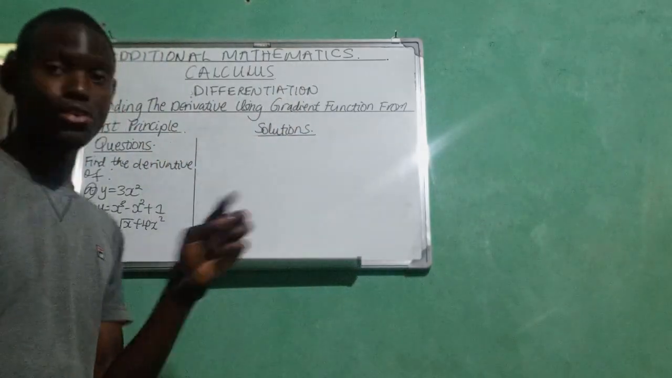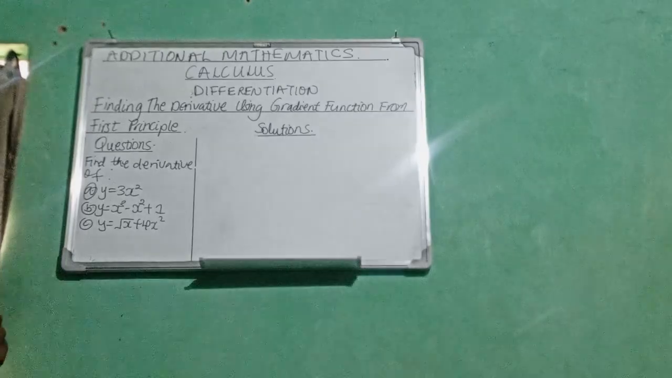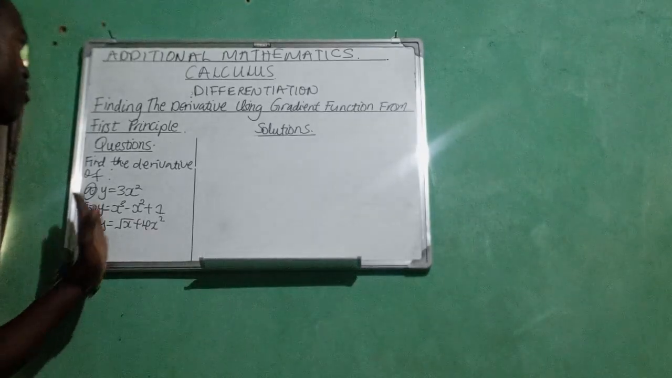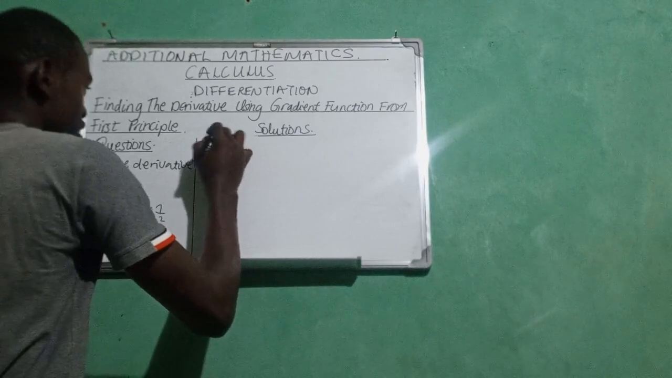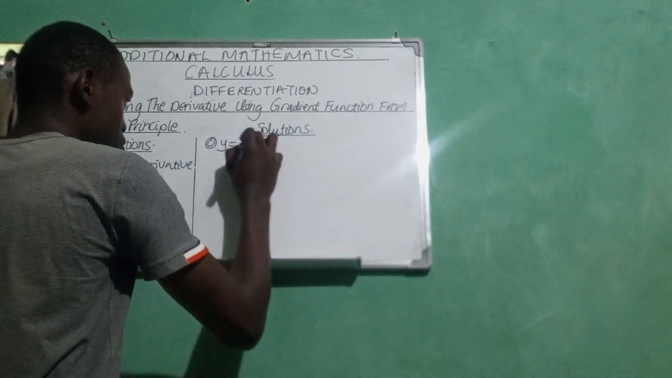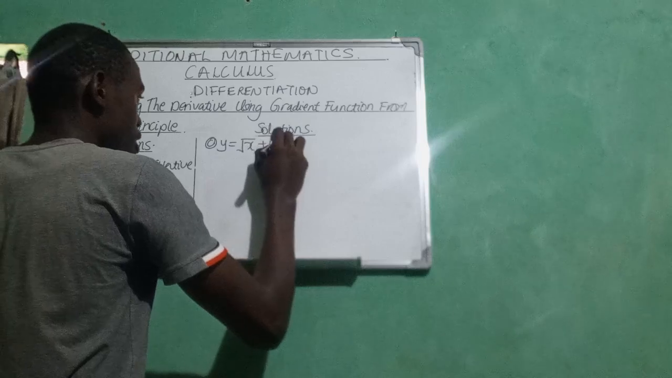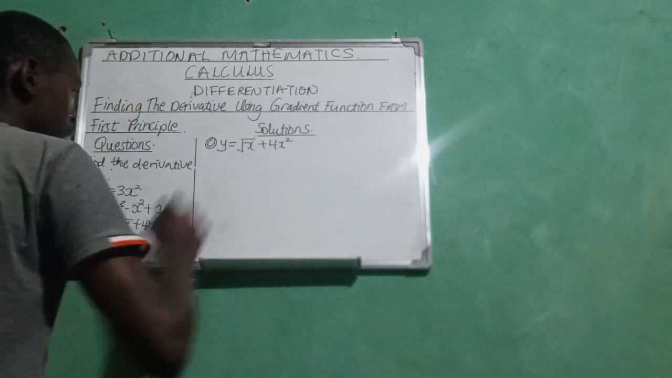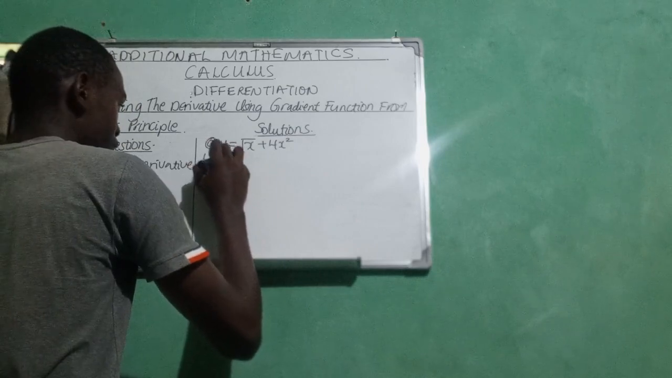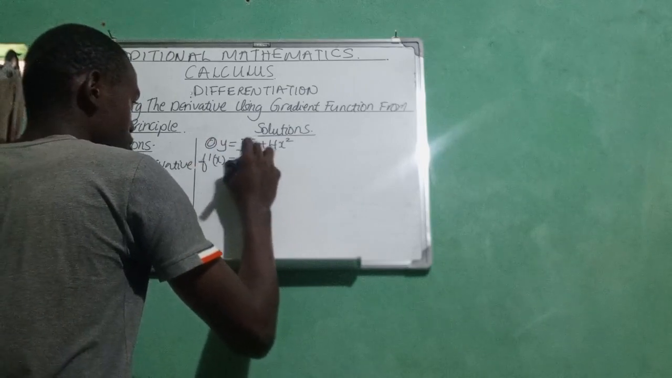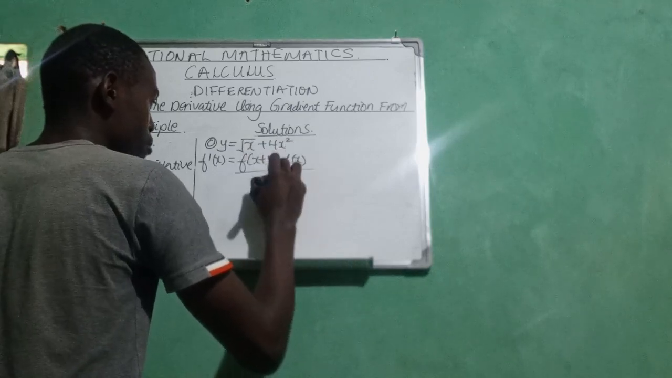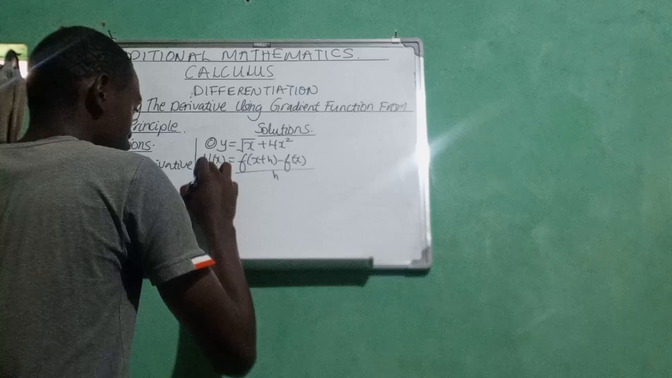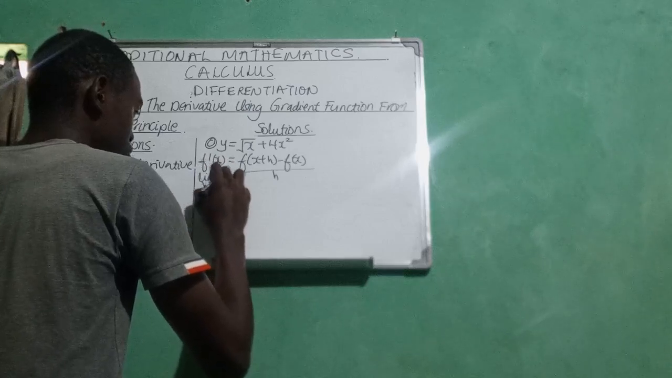Addition Mathematics Calculus. Differentiation. This is the last question. We are finding the derivative using the gradient function from first principles. The question is: y is equal to the square root of x plus 4x squared. Then the formula is f prime of x is equal to f of x plus h minus f of x, we divide everything by h, then we take the limit as h approaches 0.